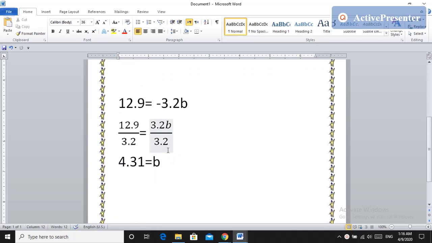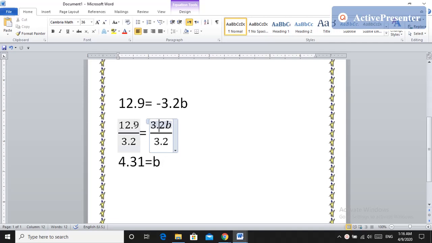For the next example, we have 12.9 equal to minus 3.2b. Since it's a multiplication between 3.2 and b, we have to do division with the same number. So we divide both sides by 3.2. So 3.2b divided by 3.2 is equal to 12.9 divided by 3.2. 3.2 over 3.2 is 1, so we already isolated the variable.